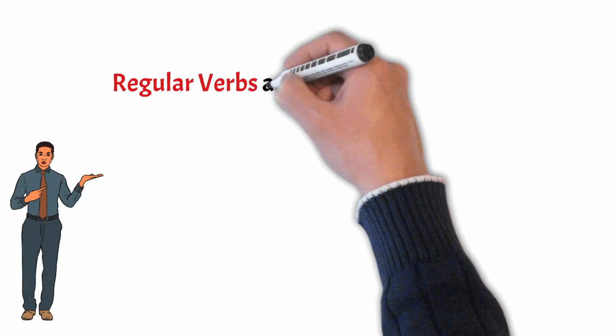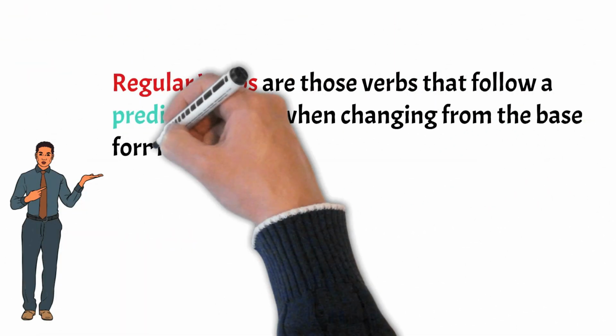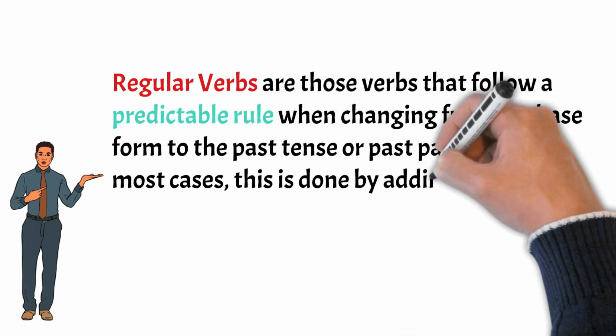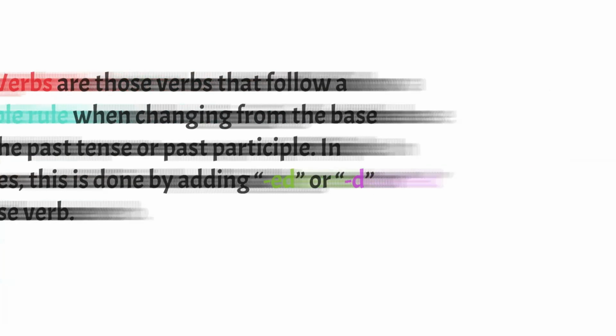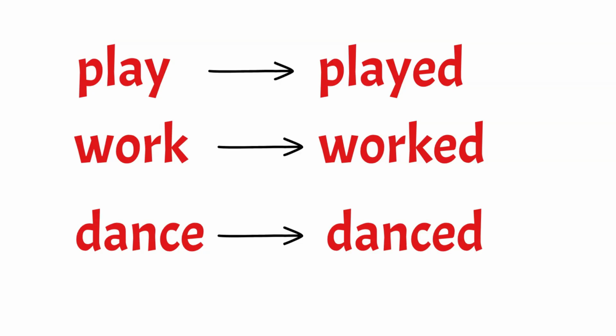To begin with, regular verbs are those that follow a consistent pattern when changing from one tense to another. Specifically, when forming the past tense or past participle, these verbs simply add ed or d to their base forms. For example, the verb play becomes played, work becomes worked, dance becomes danced, and so on. Because of their predictable pattern, these verbs are easy to learn and use.